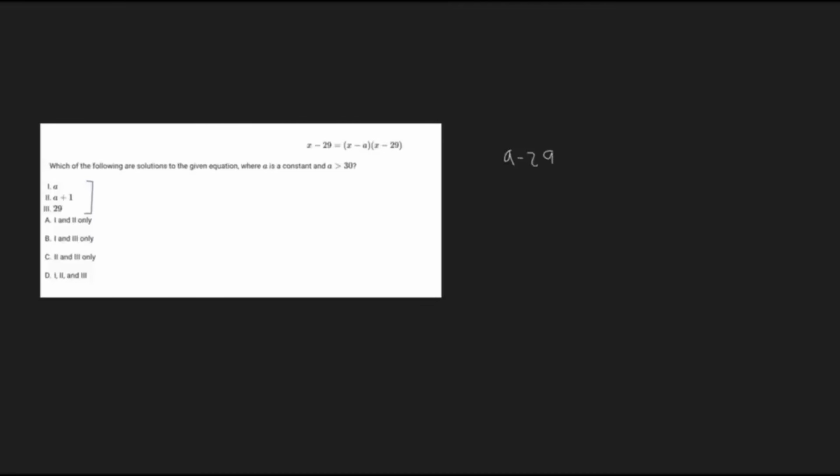We know a is a value greater than 30, so that's just something to keep in mind. And then on the other side, we're going to have x replaced with a, so we end up getting a − a, and then that is going to be multiplied by a − 29, which is just the same thing as before. Something interesting you'll realize here is that a − a is equivalent to 0. And so anything we multiply here, say a − 29, will be equivalent to 0, right? And we know 0 is not equivalent to the left side, a − 29. And therefore, we can rule out number 1 as an answer choice.